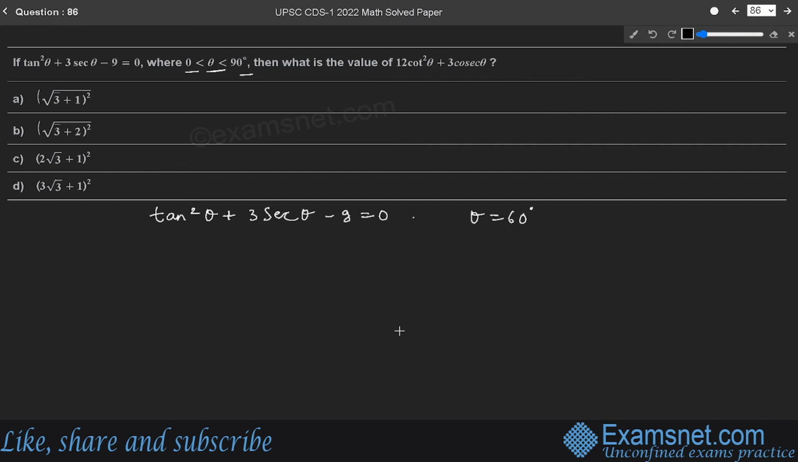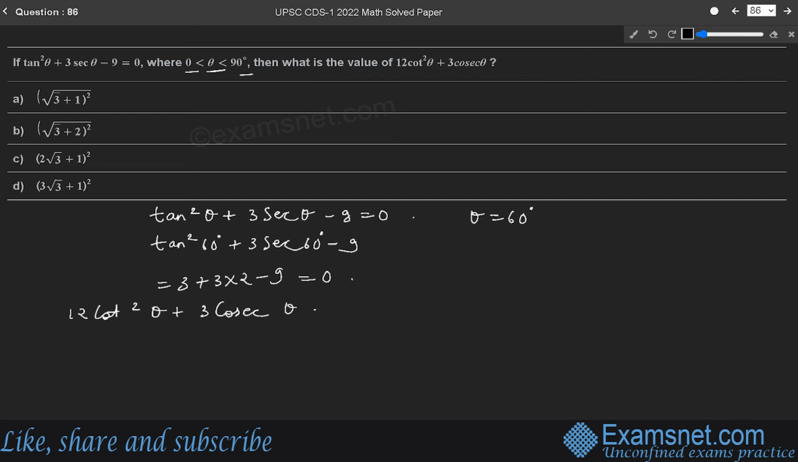On putting theta equal to 60 in the equation, we will get tan square 60 plus 3 sec 60 minus 9, which will be equal to 3 plus 3 into 2 minus 9, which is equal to 0, and that is the RHS. Now we have to find the value of 12 cot square theta plus 3 cosec theta at theta equal to 60 degree.